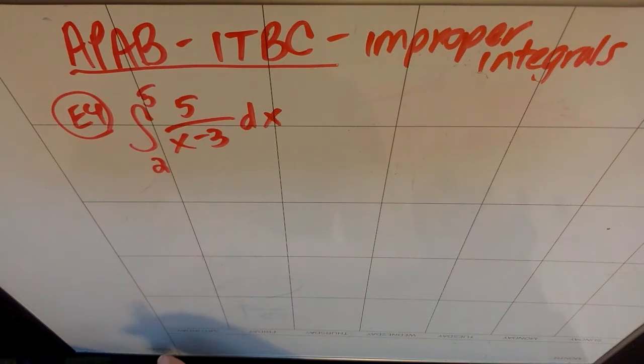All right, this is APAB. We are doing the Intro to BC Calc unit, and topic 3 is improper integrals.